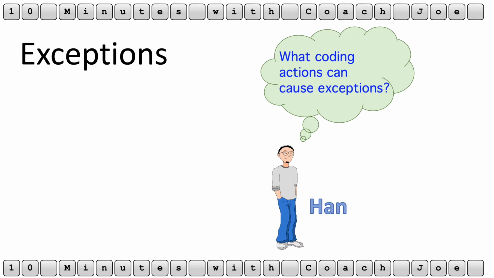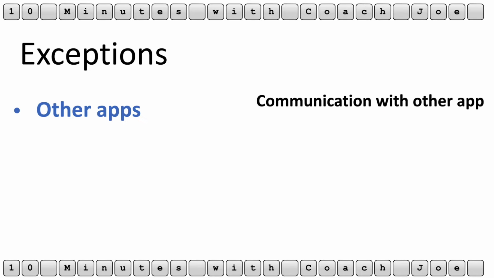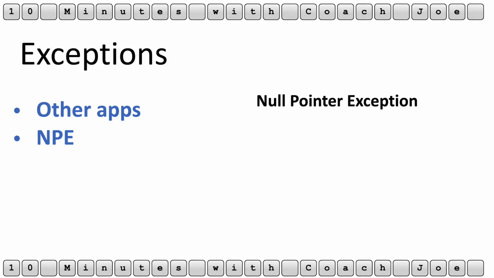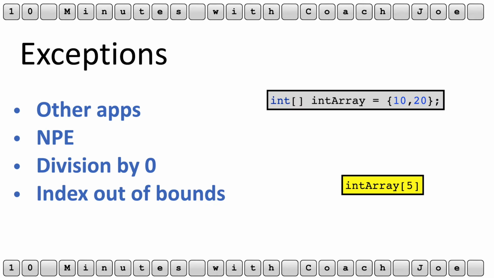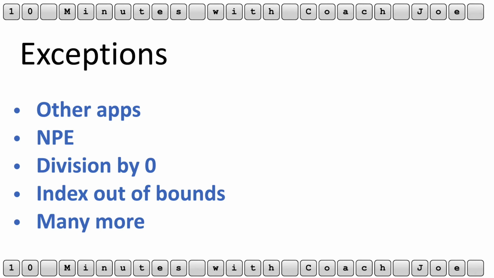Here are some common coding situations that can cause an exception. Anytime your application communicates with another application, whether it resides on the same server or another, for example, communicating with databases, files, and web services are common situations. Null pointer exceptions, or NPE: an object is expected to have a public property, but instead the object is null. Division by zero, and getting an element of an array or list that is outside the allowed boundary. There can be many others, but this should give you an idea.